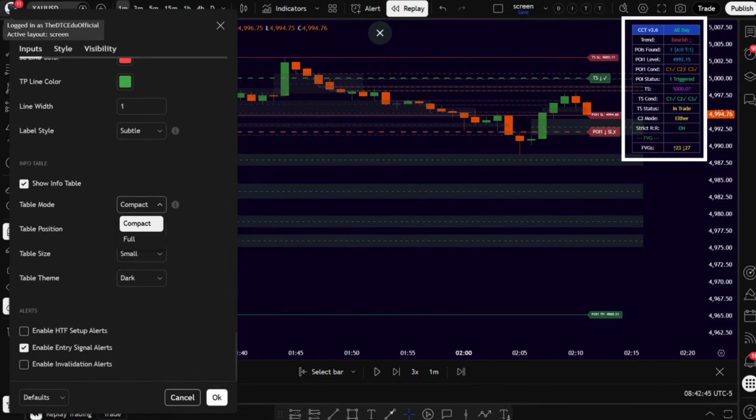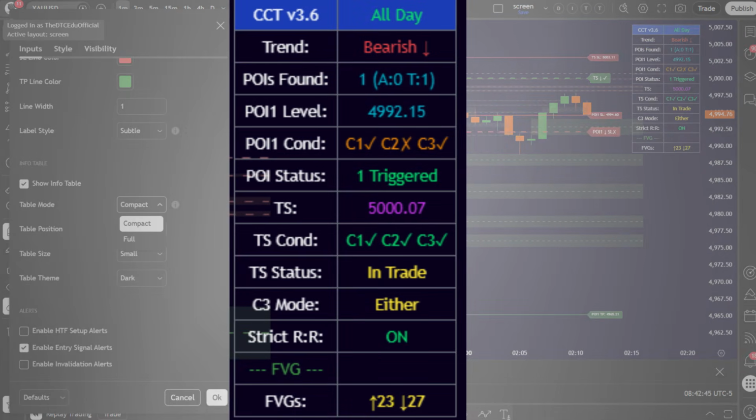Compact mode has 13 rows and shows the essential information. You see the session name, trend direction, how many POIs were found with active and triggered counts, the level for POI1 and its conditions, POI status, the turtle soup level and its conditions, TS status, what C3 mode you're using, whether strict risk reward is on, and FVG counts.